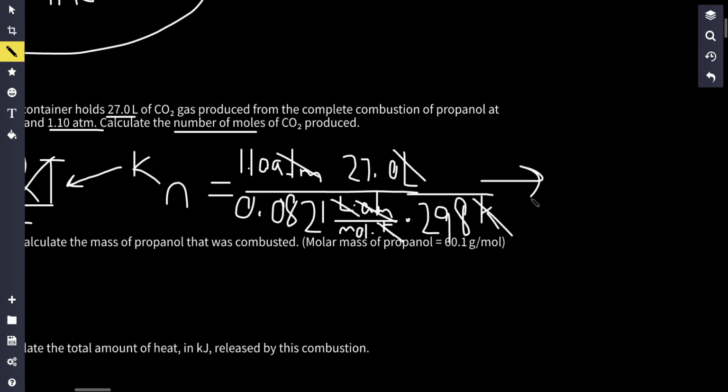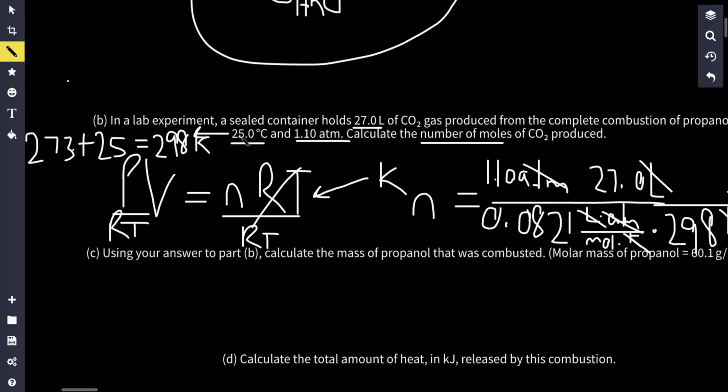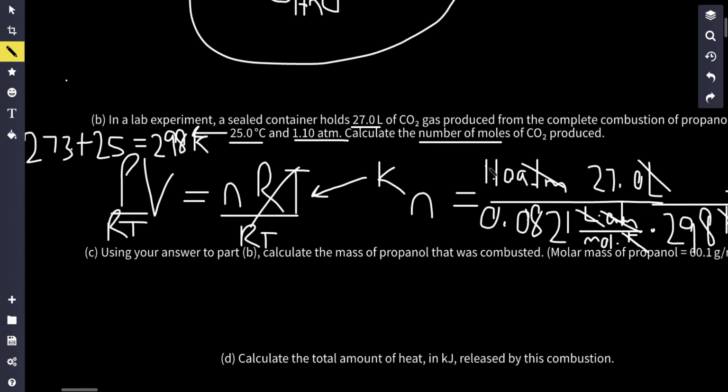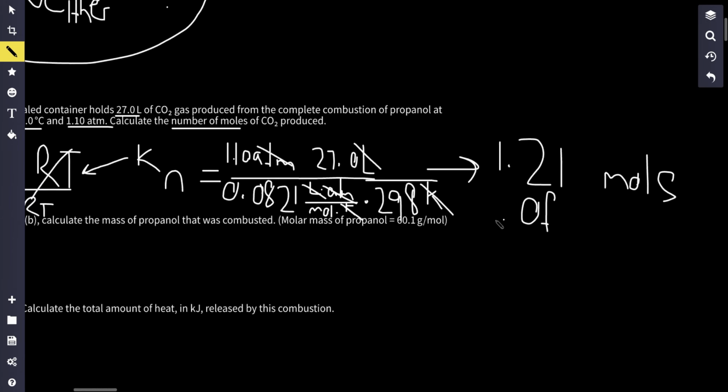So if I put all of this into a calculator, 1.1 times 27 divided by 0.0821 times 298, I'm going to get approximately 1.21. Actually, let me see. Okay, everything has 3 sig digs, so I'm going to round to 3 digits. So 1.21 moles of CO2.